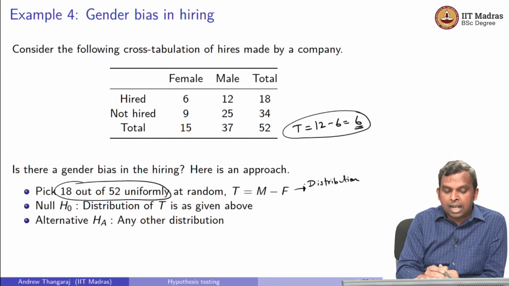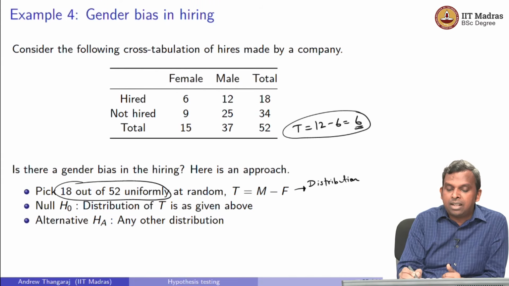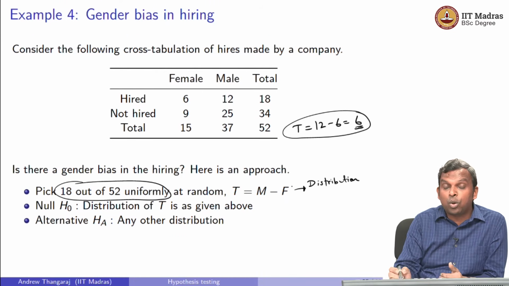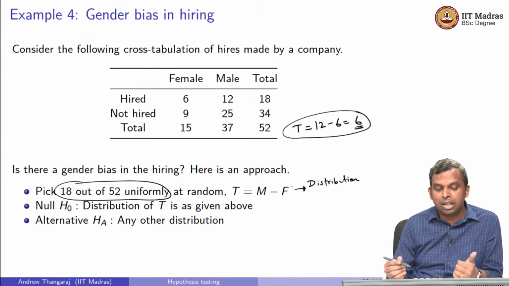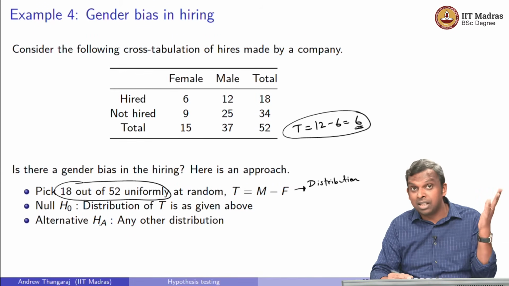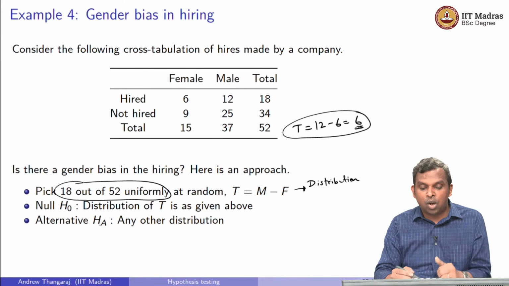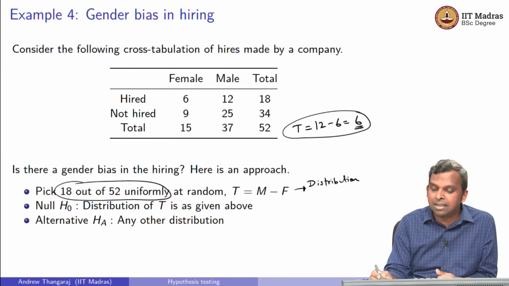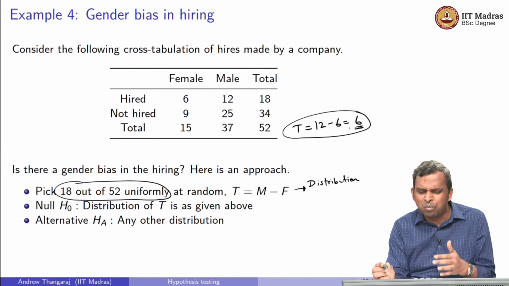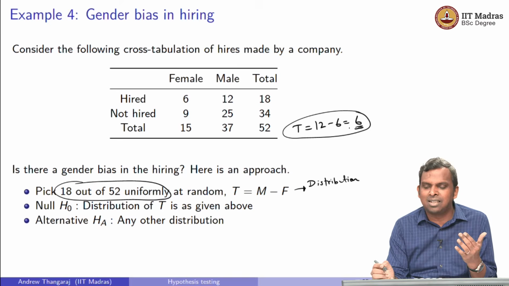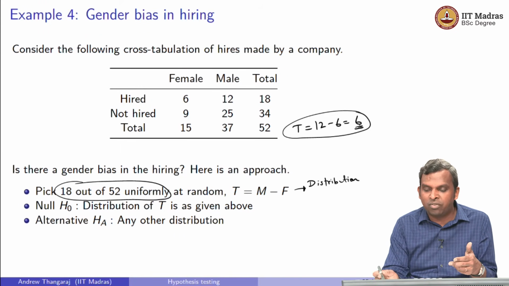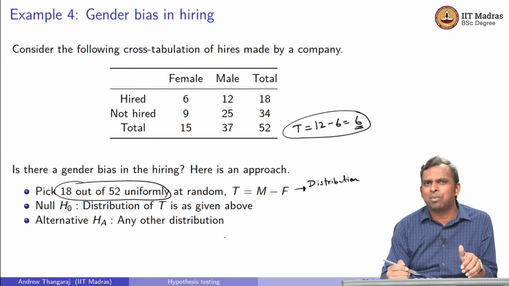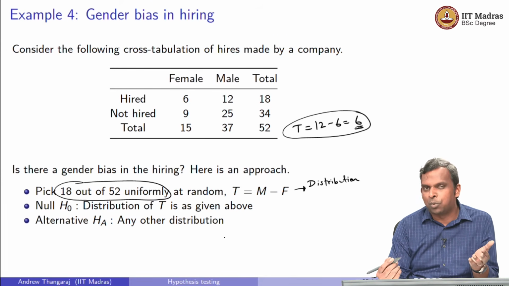So the null hypothesis is that the distribution of t is as described before: you have this random sampling of 18 out of 52 and you have this m minus f. The alternative hypothesis is that there is some other distribution going on here. So how do you test this? You look at this number 6 for a particular sampling. How do you know how close you are to this distribution? Is this sample value 6 really from this distribution t, or is it very unlikely to be from this distribution? Some question like that is what you're going to ask.